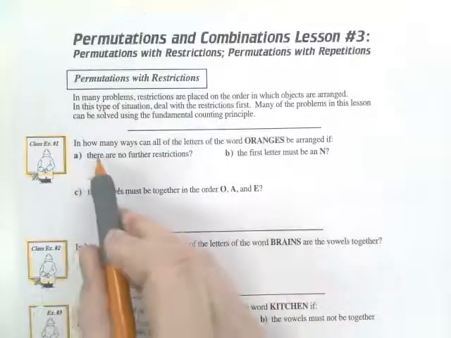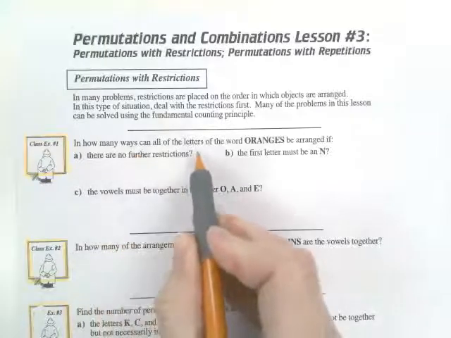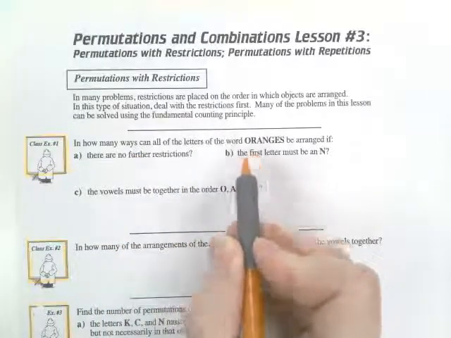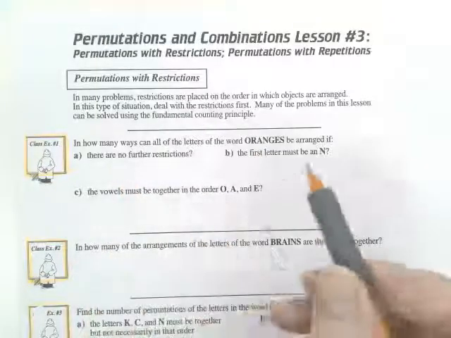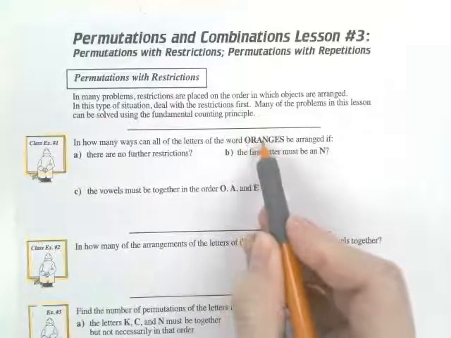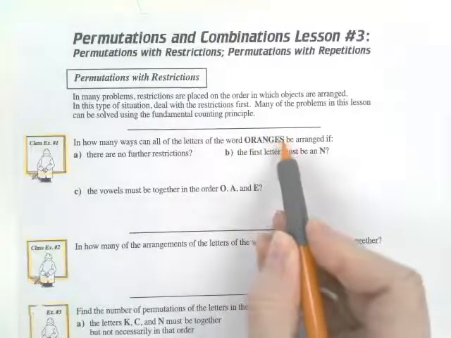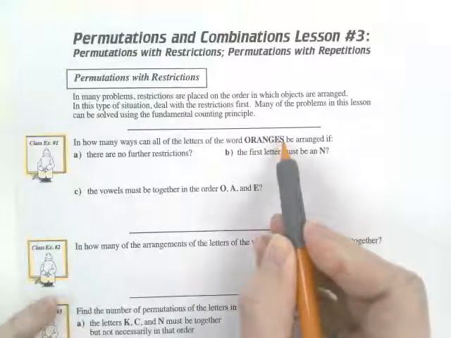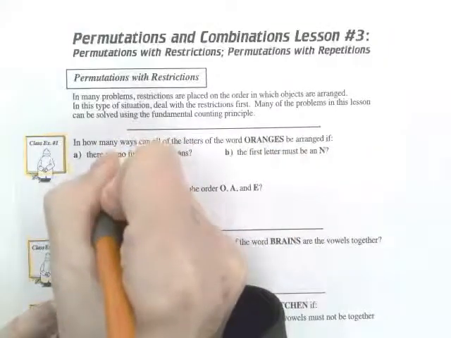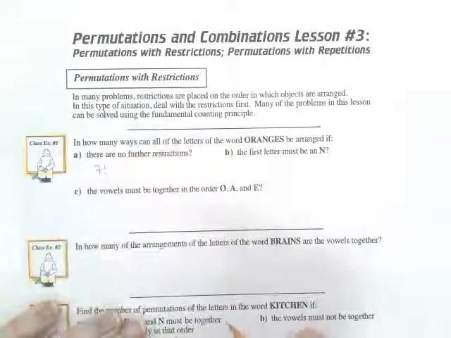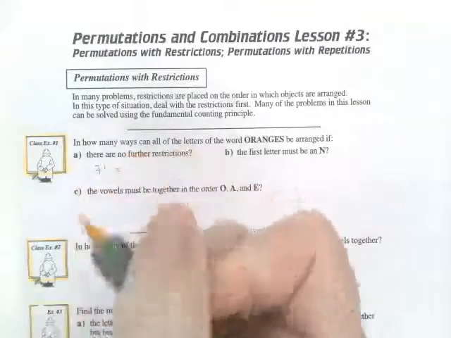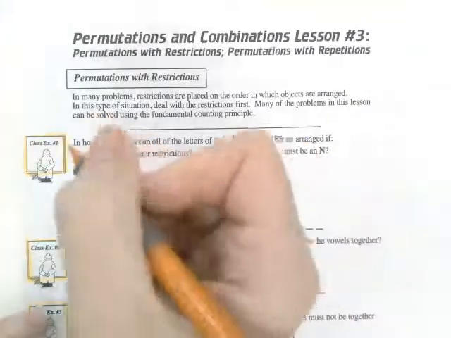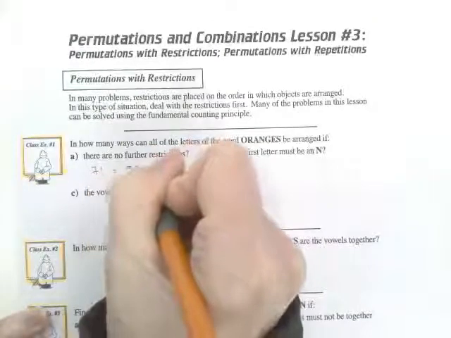Number 1, in how many ways can all of the letters of the word oranges be arranged if there are no further restrictions? Okay, so we have 1, 2, 3, 4, 5, 6, 7 letters. We don't have anything repeated. So we'll have 7 factorial ways of arranging those letters, and that's going to equal 5,040.